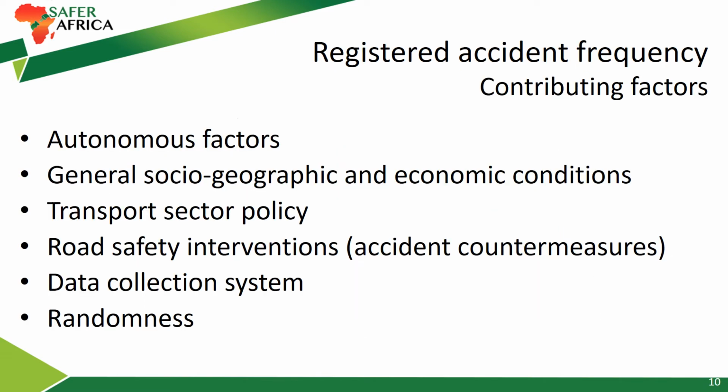According to several authors, 6 main broad categories of factors may explain the observed variations in the number of registered accidents. There are autonomous factors, such as weather, the price of oil, or population, which at a given moment are not influenced by a government. Socio-geographic and economic factors are those that are subject to government policies which themselves rarely have road safety or even transportation as their main purpose. Employment, taxation, public education, and so on.